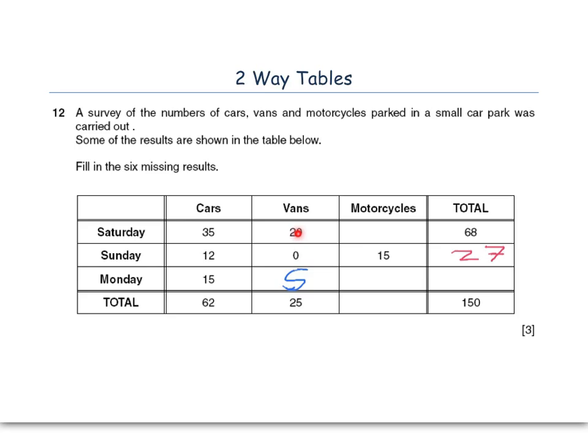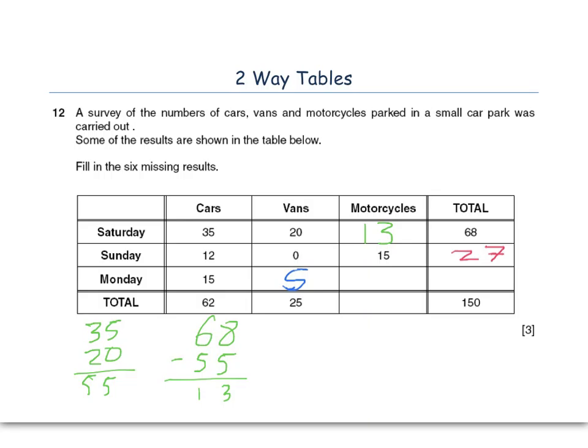Now you may have to do some extra work, which I'm going to have to do here. So 35 add 20, which is 55, and then we've got 68, take away that 55 we've got so far, which is 13, so that means there was 13 motorcyclists on that day, on Saturday.